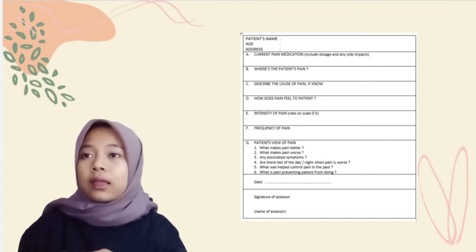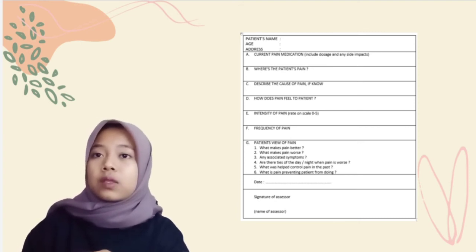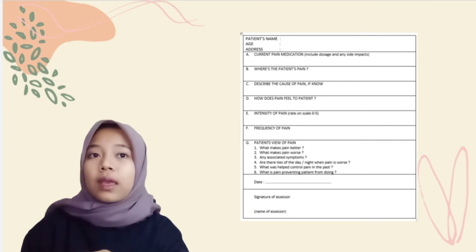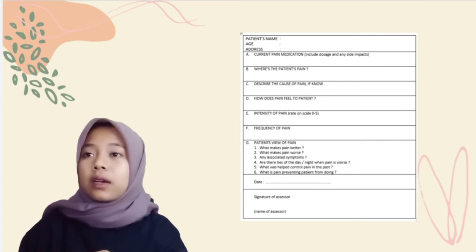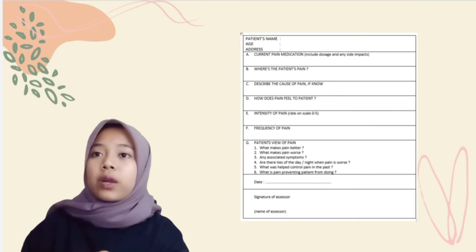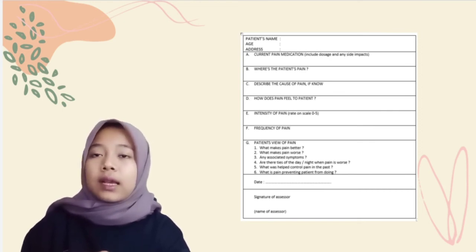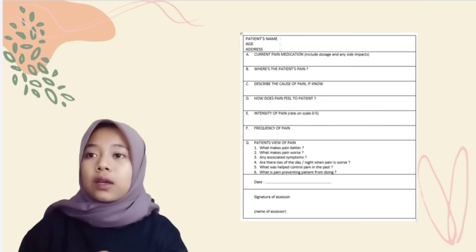For scale 4, that means horrible pain. The patient can feel intense, dreadful, creeping, squeezing, viscous. And the last one is scale 5, that means excruciating pain. Usually the patient can feel unbearable, torturing, crushing, tearing, and killing. So it is the height of pain that the patient is unable to cope with.